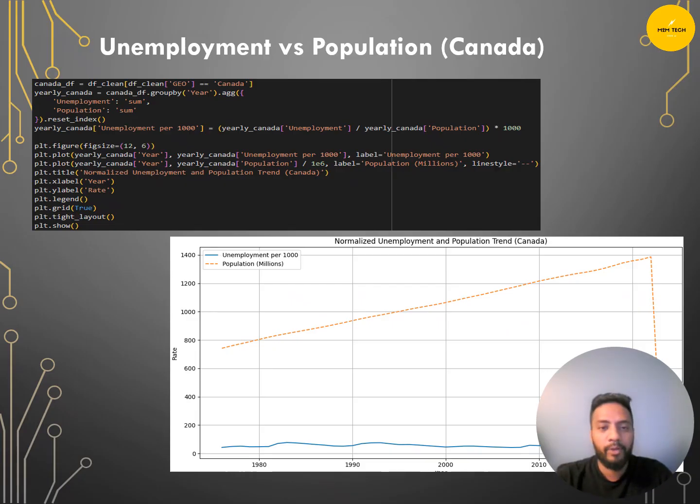On this unemployment versus population chart, I summed the total number of unemployed people and population for each year, and I plotted both lines together to visualize their relationship. And I compared the number of employed people to the total population. It helps show how unemployment changed over time, especially when the population also increased.